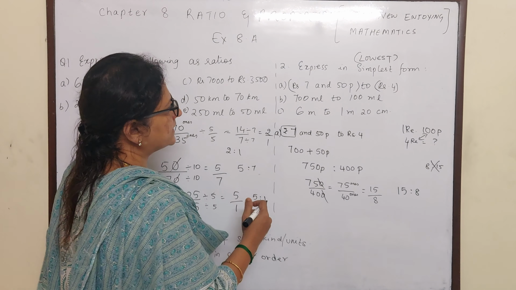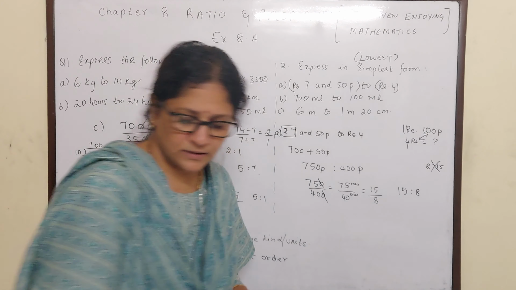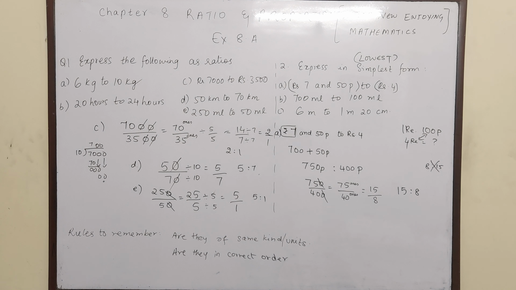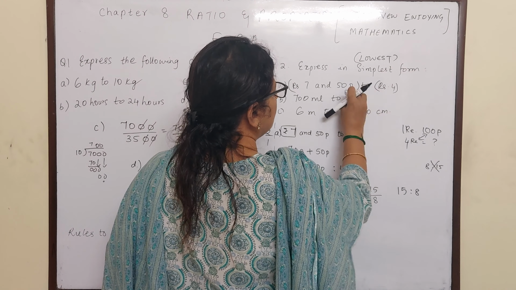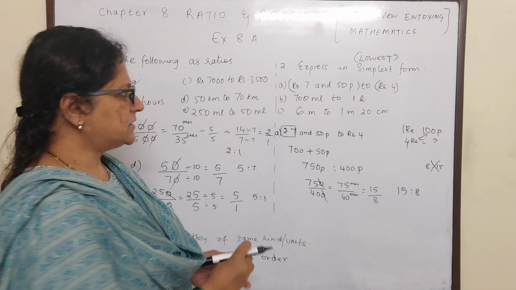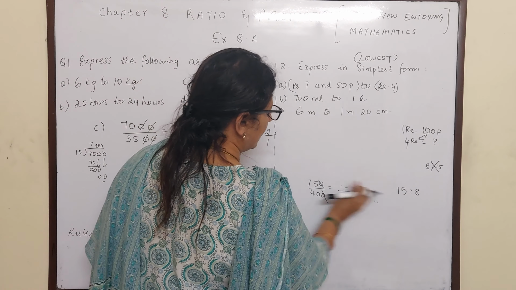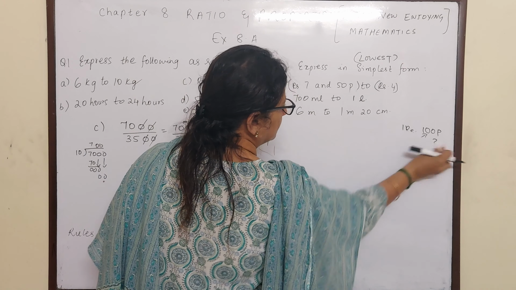Let us come to the next sum. 700 ml to 100 ml. Oh, I think it was 1 liter. Yeah, it is 1 liter. So how will you write here? Now this is in milliliter and 1 is in liter. So what we will do? We will convert liters to milliliter.